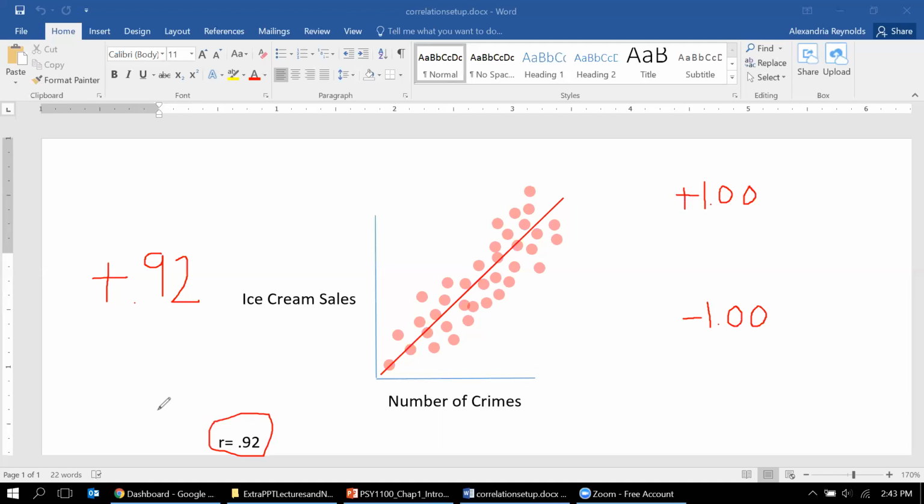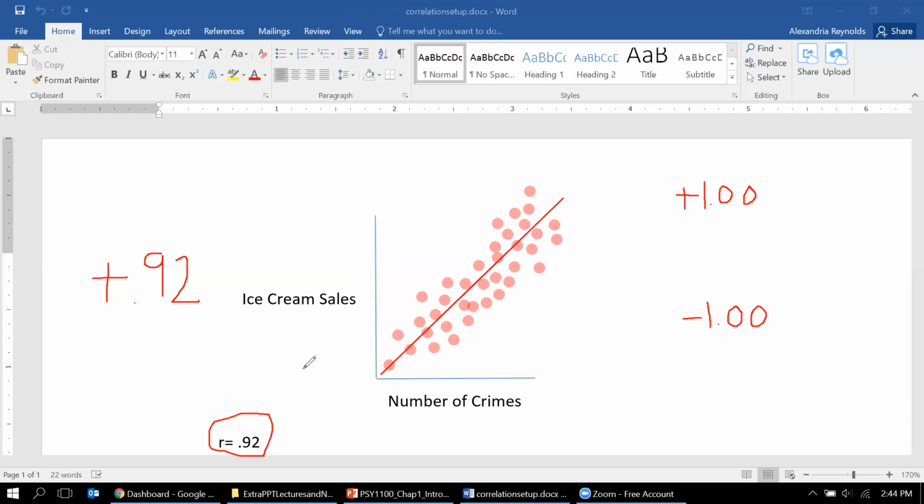So in this example, as ice cream sales increase, the number of crimes increase, okay? So this positive relationship shows us that as the number of ice cream sales increase, the number of crimes also increase, okay? Now, you could say that as the number of crimes increase, the number of ice cream sales increase, okay? So that is the systematic relationship. So does that mean that ice cream makes people commit crimes, or people who commit crimes want to eat ice cream?